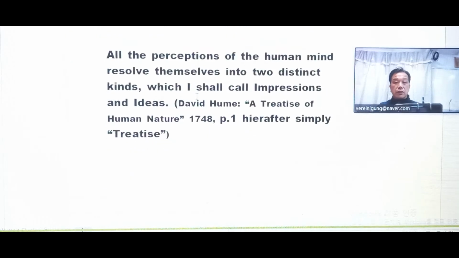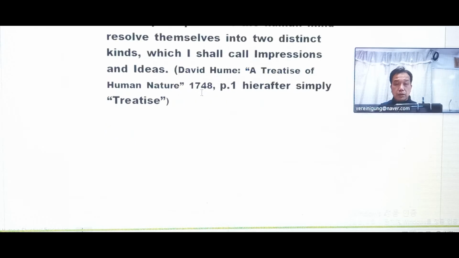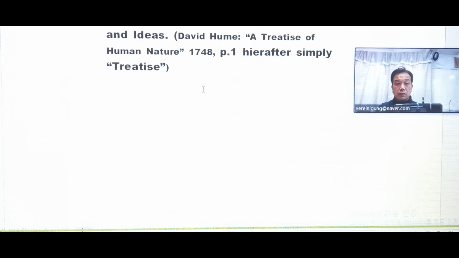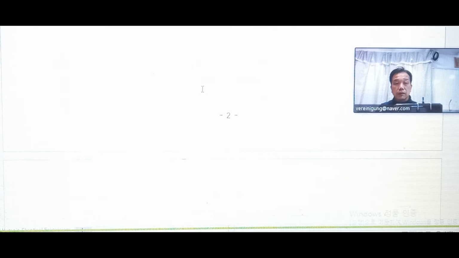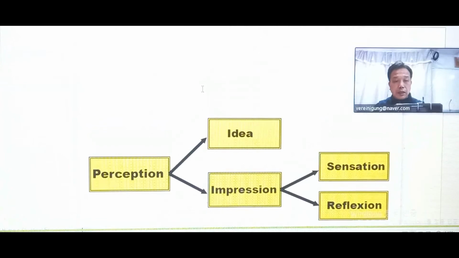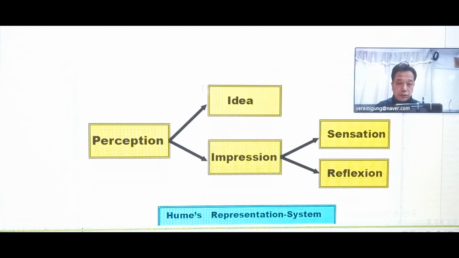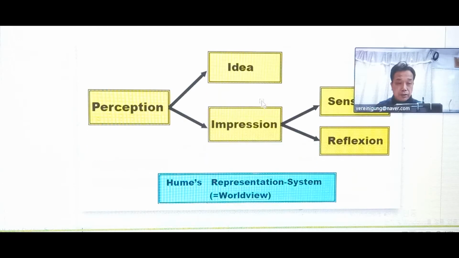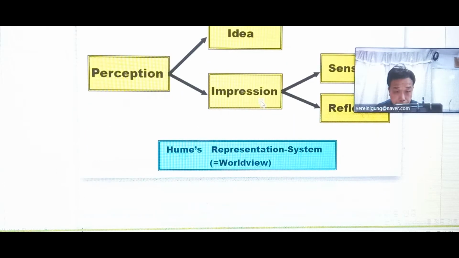All the perceptions of the human mind resolve themselves into two distinct kinds, which I shall call impressions and ideas. David Hume, A Treatise of Human Nature, 1748. Look at the diagram. Perception is divided into idea and impression. Impression is divided into sensation and reflection. It's Hume's representation system, or his worldview.